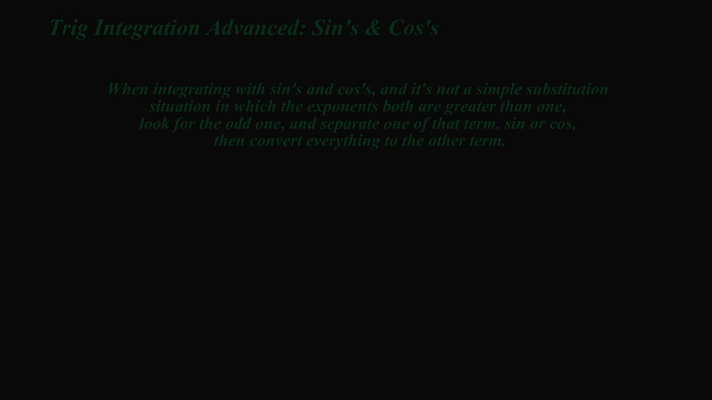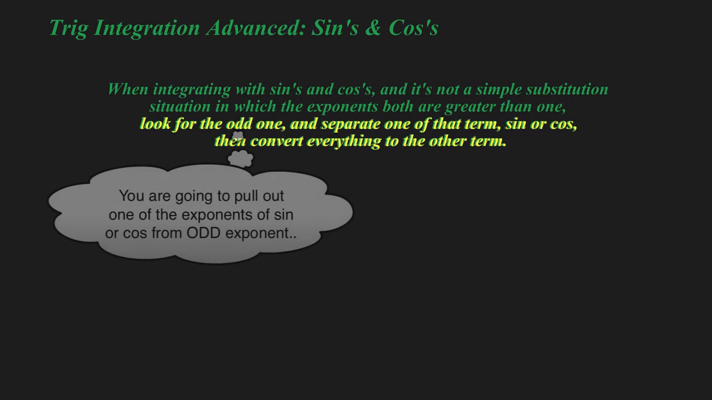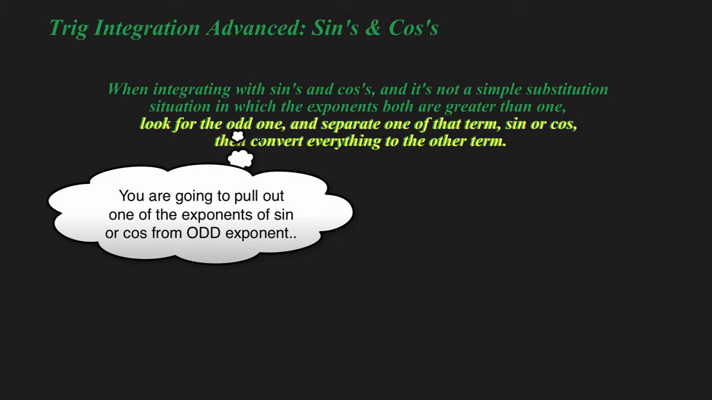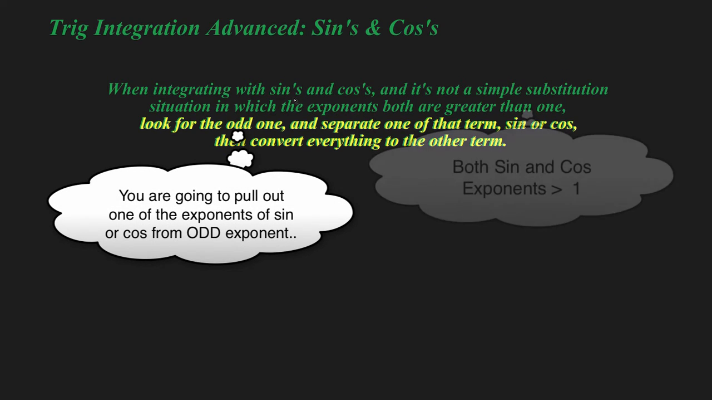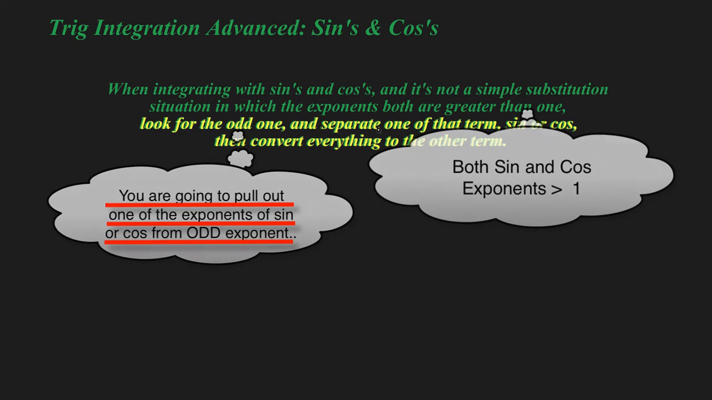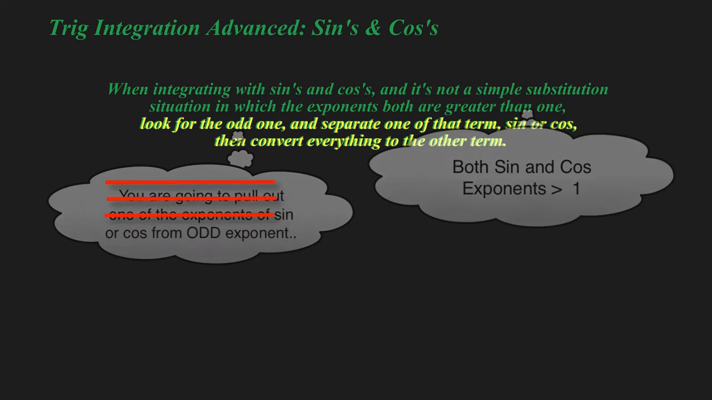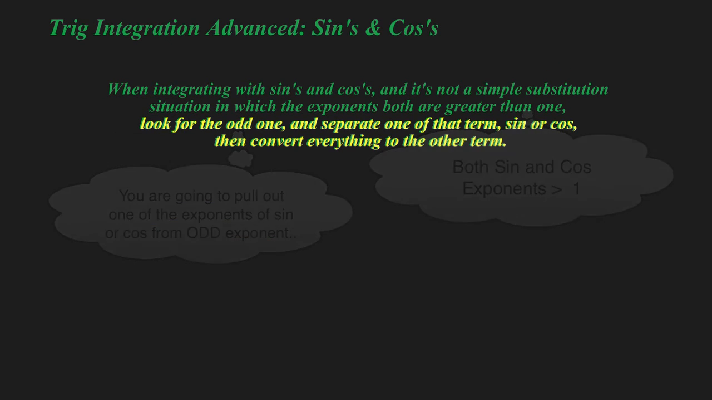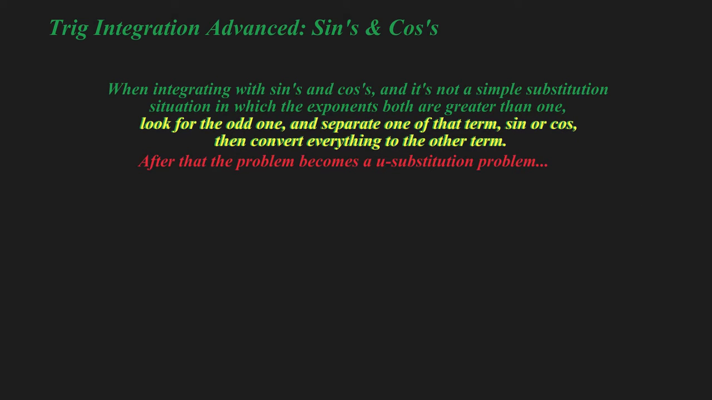Okay, might be a little confusing at first. I'm going to go into a little detail. So, look for the odd one on the powers that are greater than 1 on both sine and cosine, and separate one of the odd ones. That's the key there. Okay, look for the odd one out. And then once you do that, it's going to become a u substitution problem.